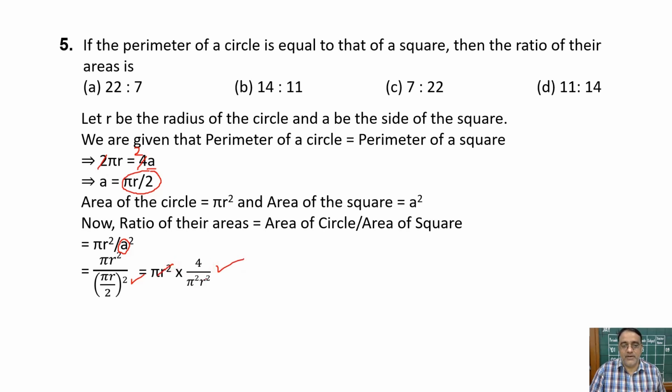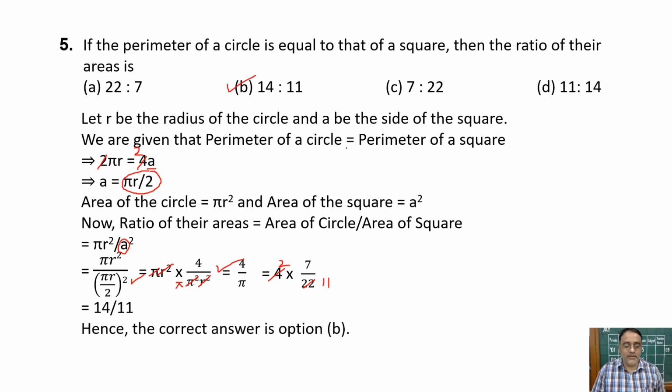This step is clear? Yes, sir. R square we can cancel, and 1 pi also we can cancel. So we'll get 4 by pi. And pi is nothing but that is 22 by 7. So उसको multiply में लिखेंगे तो reciprocal लिखना पड़ेगा. So finally what we are going to get? 14 by 11. So which option is the correct one? Option B. Option B, right.